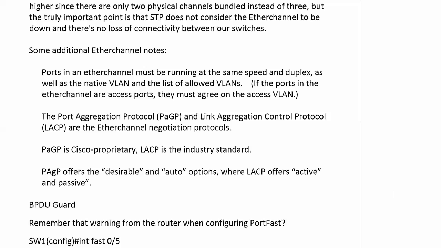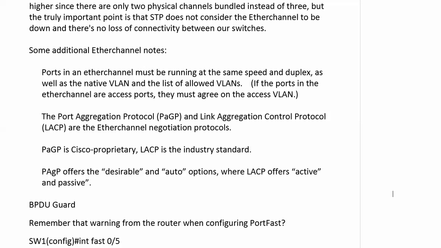So if you're running PAgP, one of your 2 sides at a minimum has to be desirable. Because if they're both sitting there in auto, they're both sitting there saying, okay, I'll form an EtherChannel with the other end of this line, but the other end has to go first. Well, you got 2 wallflowers then, right? If they're not asking each other to dance, they're not dancing. Same goes with LACP and active and passive, where passive is the one where the partner is waiting for the other end to initiate. So again, with PAgP, one end at least has to be in desirable. With LACP, one end of each link has to at least be in active.